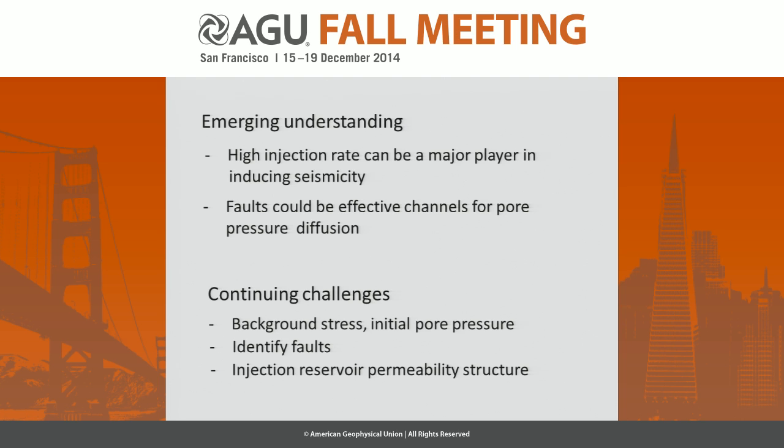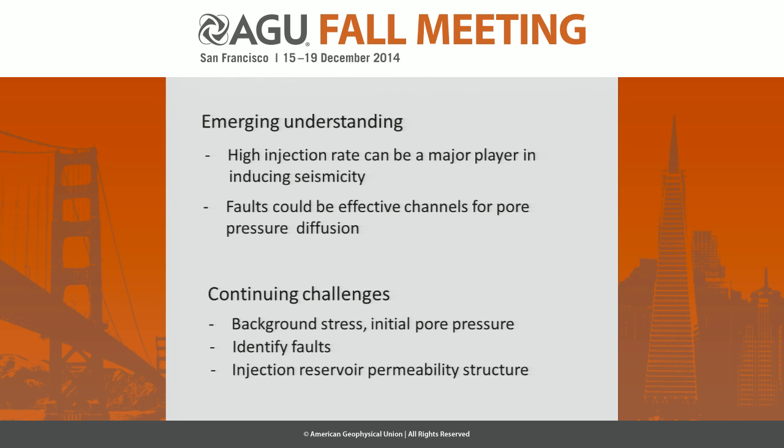Okay, so to summarize, two points seem to emerge from these pore pressure modeling studies. One is that high injection rate can be a major player in induced seismicity. And the second is that faults could be quite effective in channeling pore pressure diffusion. This is the case in Oklahoma, Colorado, and the Midcontinent.